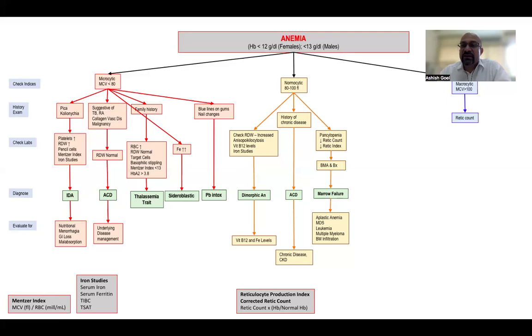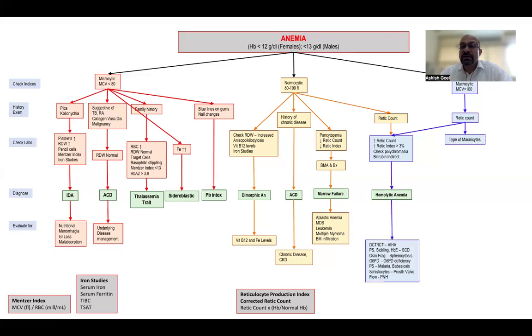If the MCV is greater than 100, you look at the retic count and find that it is increased. The reticulocyte production index is more than 3%. You check for polychromasia on the peripheral smear, and you find that the indirect bilirubin is raised. This could also be a feature in some types of normocytic anemia, in which, if you check the retic count and find it similarly increased, then you go ahead and label this as a hemolytic anemia.